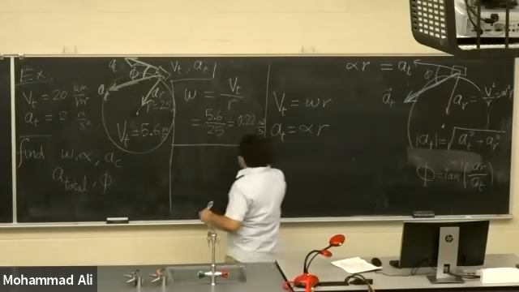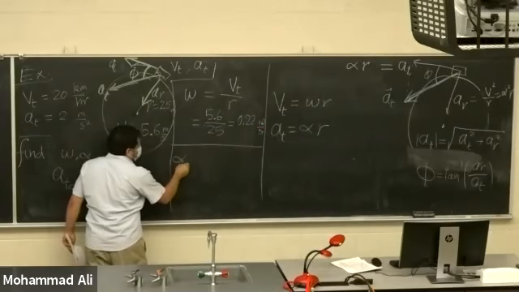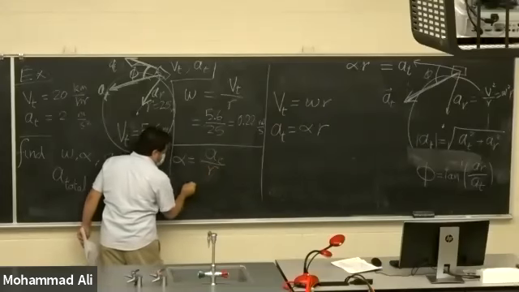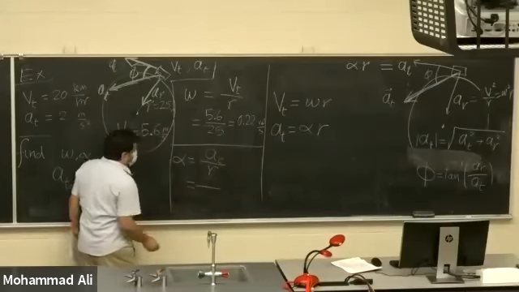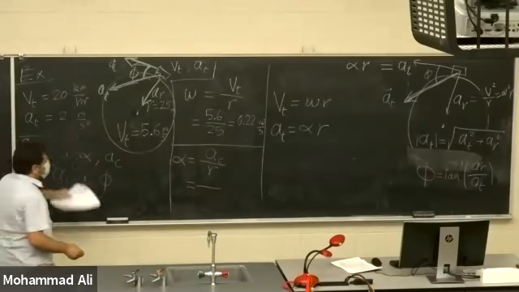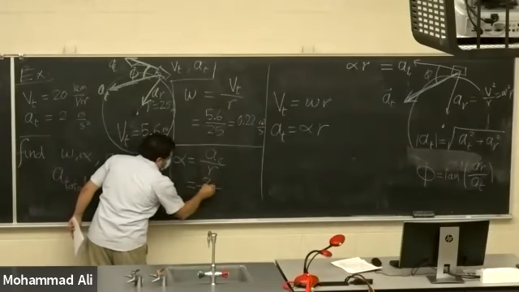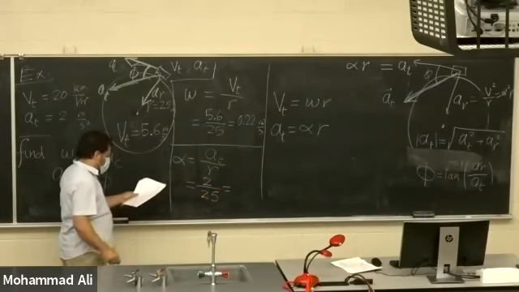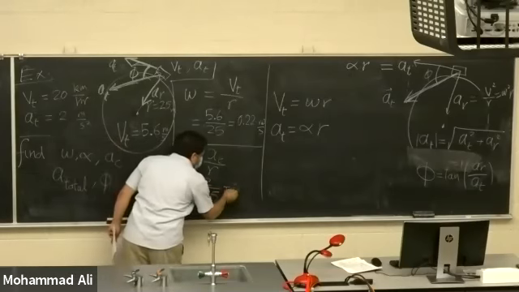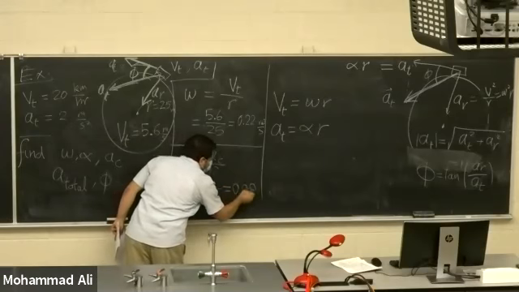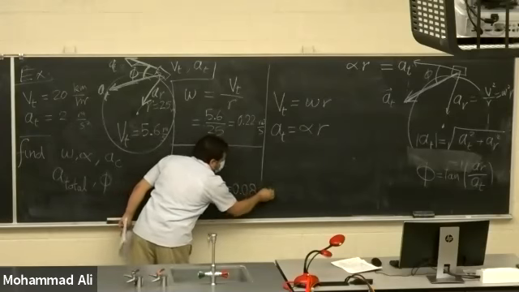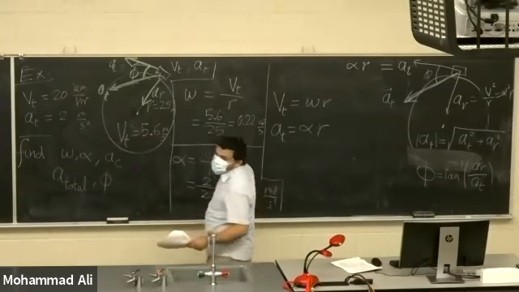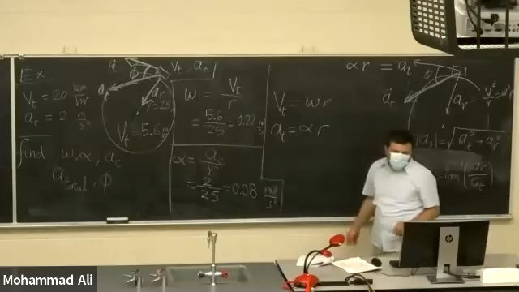What about alpha? Alpha, again, is A tangentially over the radius, which is AT, 2, over 25, which is the radius. This will be equal to 0.08 radians per squared second. Any question about that online?